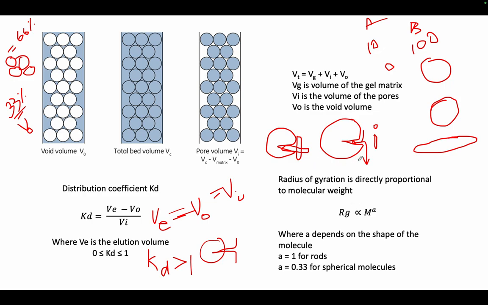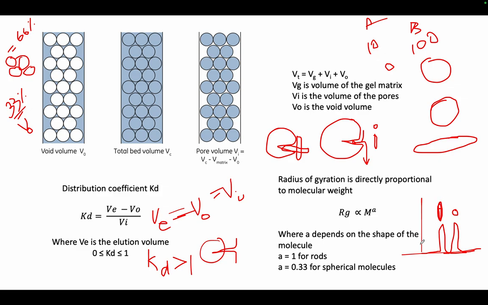So if both of these elute from the size exclusion column, what I might expect is that my spherical protein might elute somewhere here, but because my rod is acting like a bigger molecule, maybe it will elute faster from the column, just because of its shape.